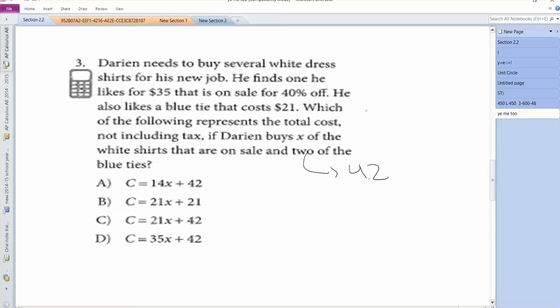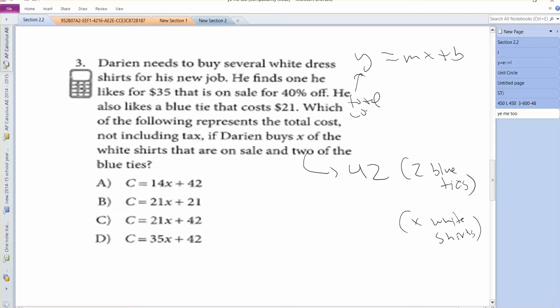And then the white shirts, we don't know how many white shirts he's exactly buying. But if he's buying x white shirts, what you want to realize is that y is going to be the total cost. So y equals mx plus b. There's the total cost. And if you don't buy any white shirts, you're at least paying $42 for the blue ties. So b, coincidence that blue ties and b, a y-intercept. But anyway, if x is 0, you're definitely going to spend at least 42 bucks for the 2 blue ties.